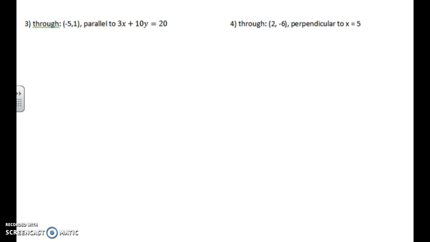Now on the next couple problems, or this one in particular, you notice that your equation isn't in slope-intercept form. So the first thing you have to do is move it around to find what your slope is. So let's do that real quick. We're going to subtract our 3x and then divide by 10.